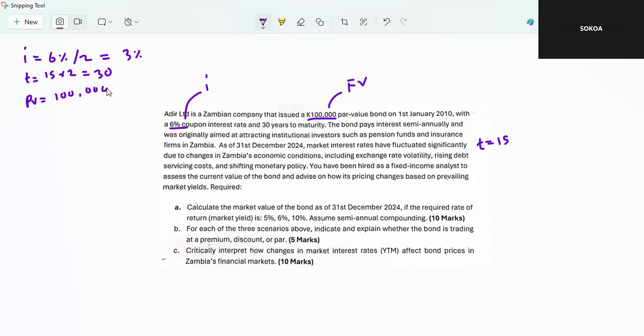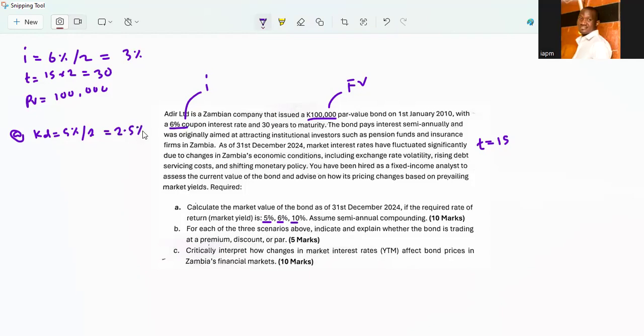Yes. Then the Kd, they are varying. Yes, it's going to vary depending on where we're calculating. It's 10 marks. So we can start at what? 5%. If it's 5%, what are we going to use? 2.5, right? 2.5%. So what's the value of the bond in this case?